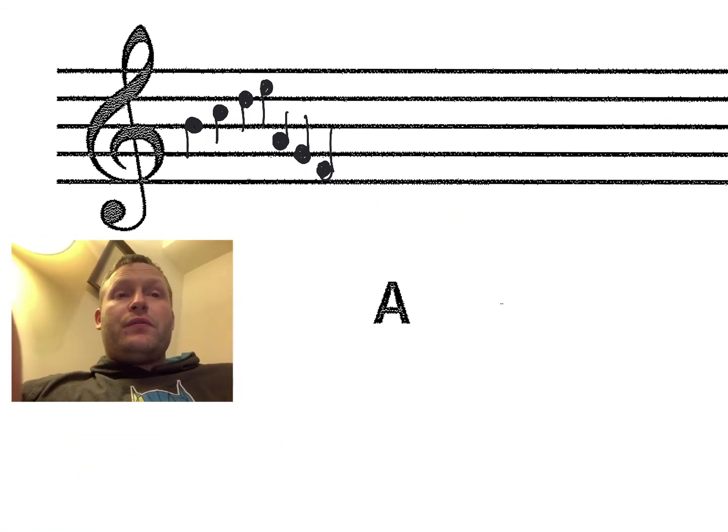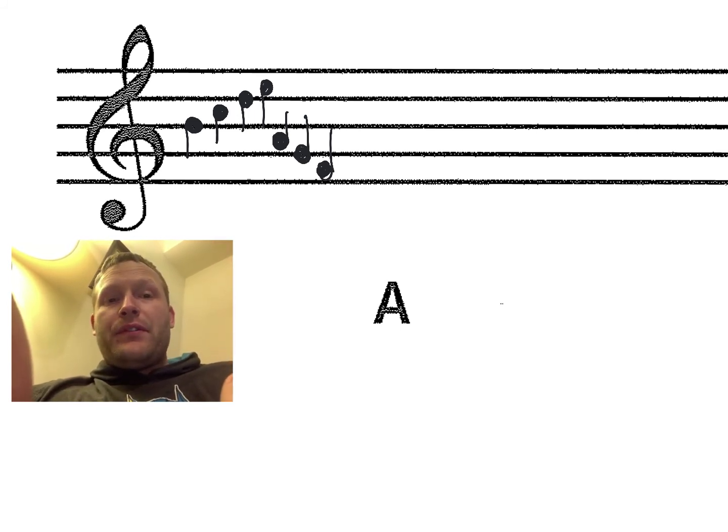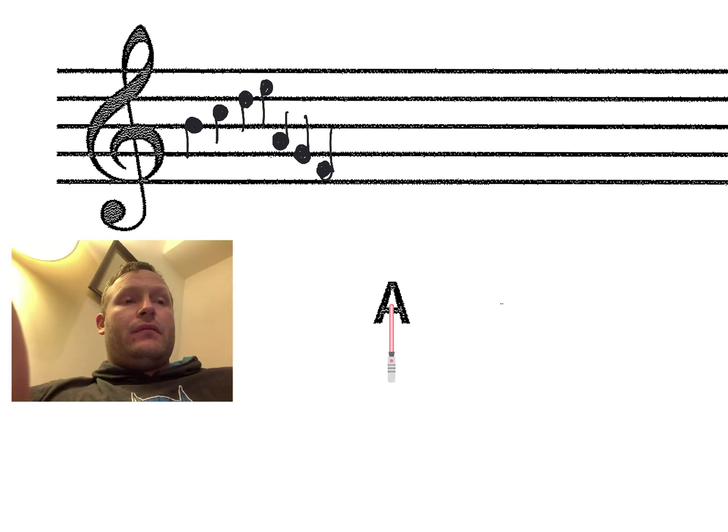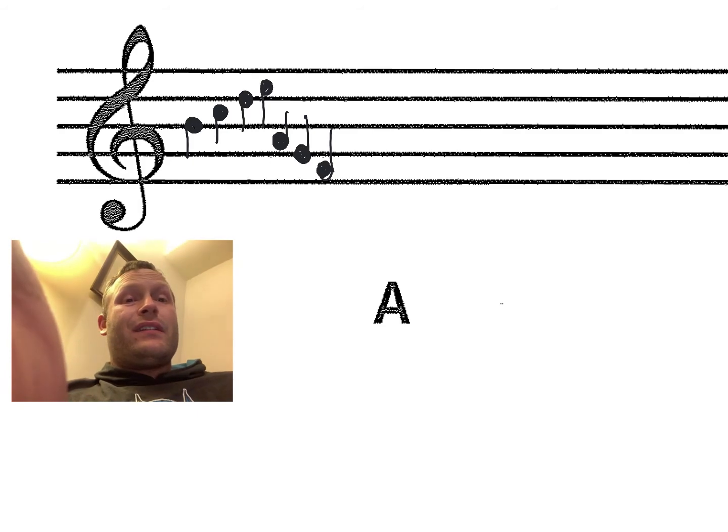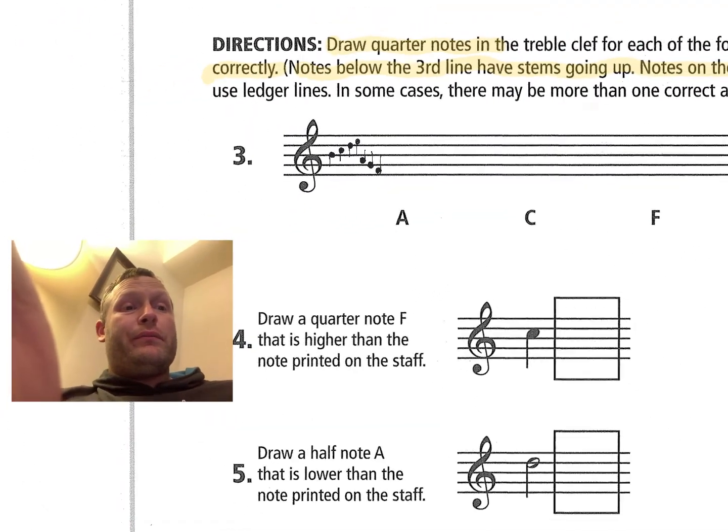Okay, here we go. The first one is A, right? So it wants you to draw quarter notes on A. So you would just look at the letter, figure out where it goes on the staff, and make sure it's a quarter note. I'm not even going to take you through that one. Sorry, you're on your own.